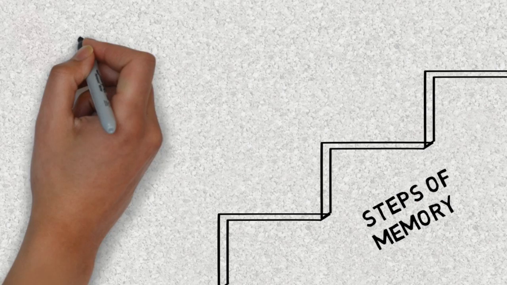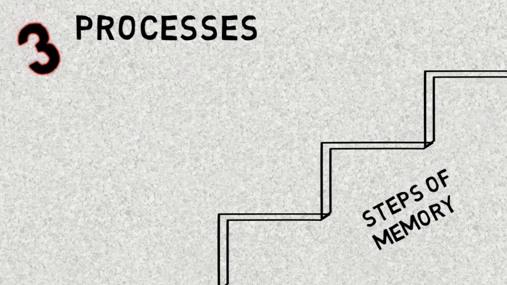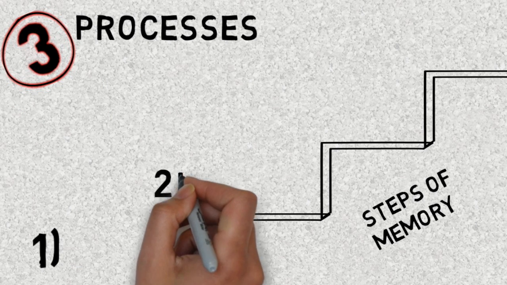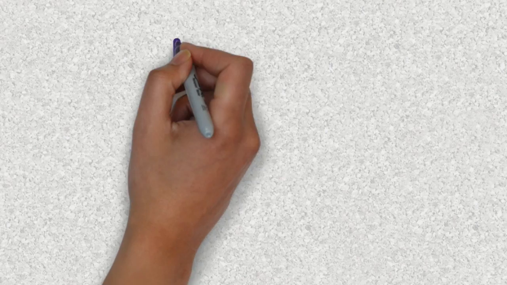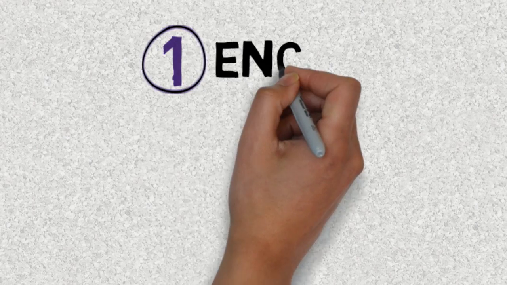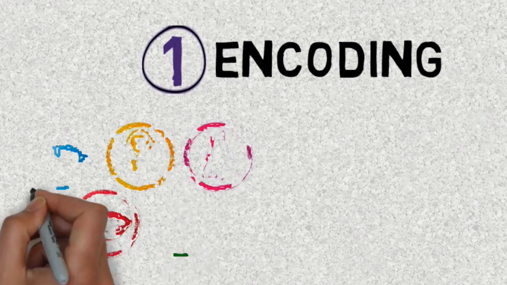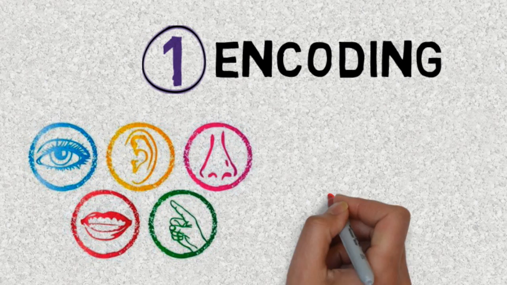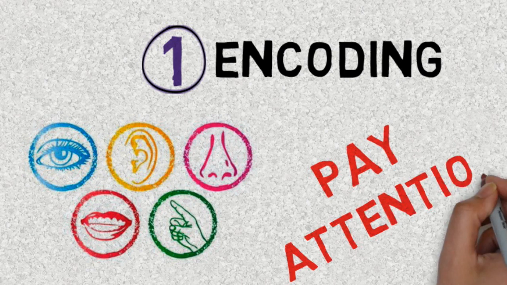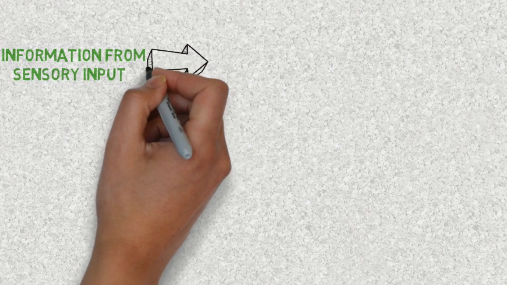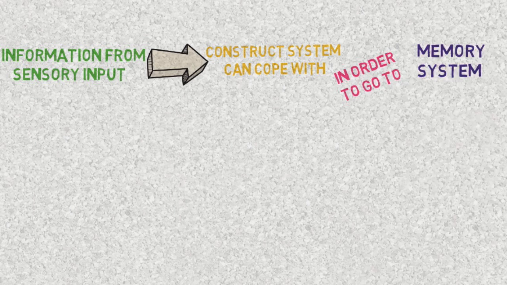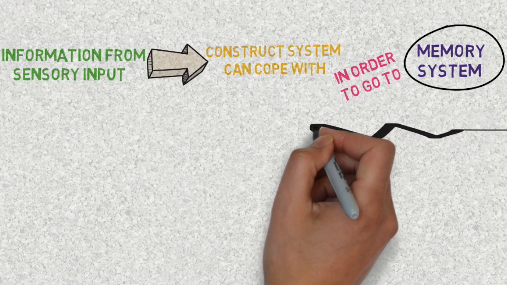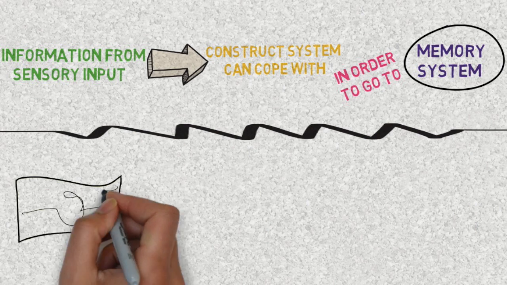To start off how all of these aspects come together to form a solid memory, your memory has three processes: encoding, storage, and retrieval. Now, the first step in creating a memory is encoding. Encoding is rooted in the senses and begins with perception, so paying attention is crucial to properly encode something. Encoding allows the information that came from sensory input or stimuli, such as what you heard or what you felt in a situation, to be converted into a construct that the memory system can cope with, so it can be stored and retrieved later on.